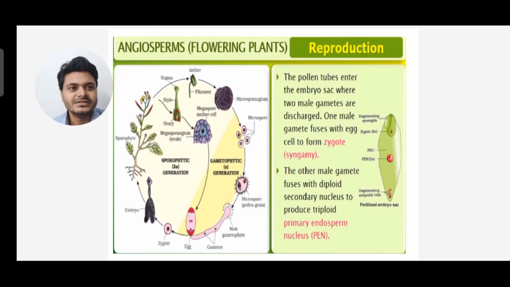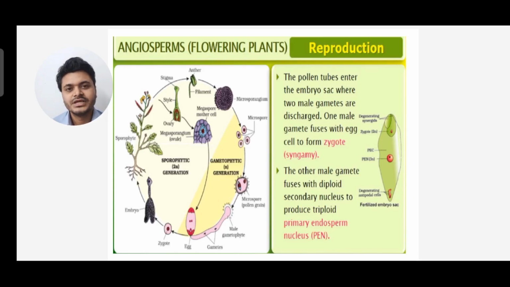The pollen tube enters the embryo sac where two male gametes are discharged. One male gamete fuses with the egg to form a zygote, that is syngamy. The other male gamete fuses with the diploid secondary nucleus to produce a triploid primary endosperm nucleus, PEN. This is the primary endosperm nucleus, from which the endosperm forms. You can see the endosperm here.